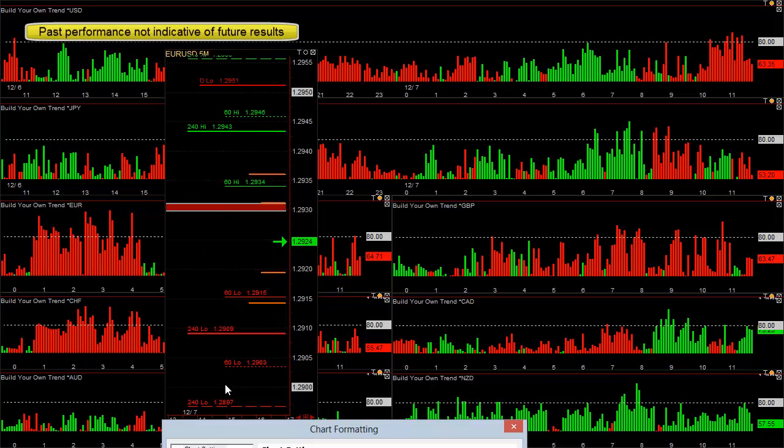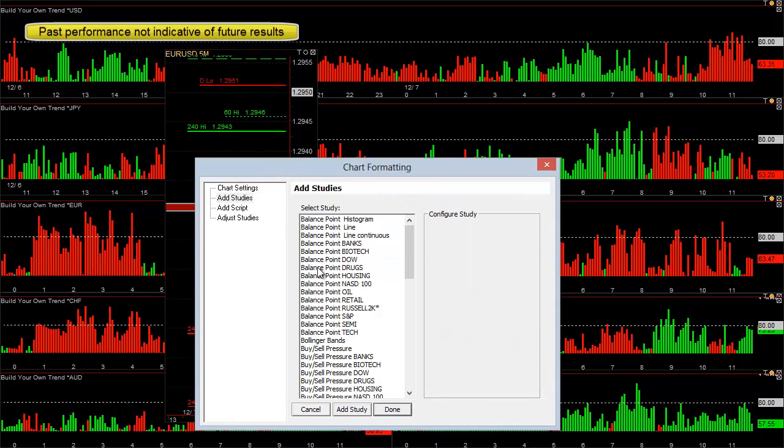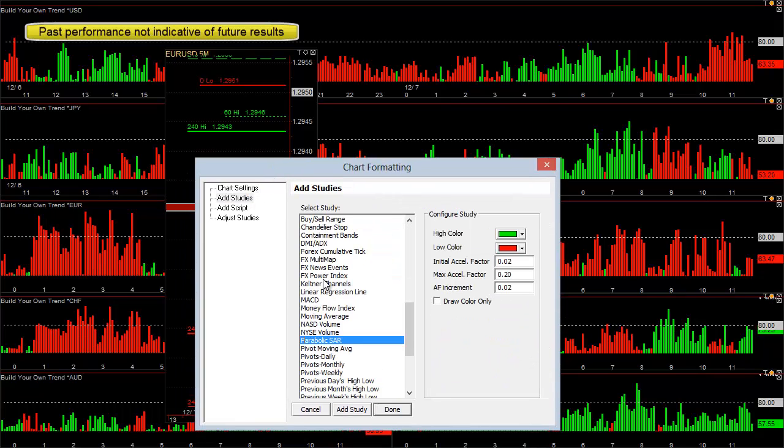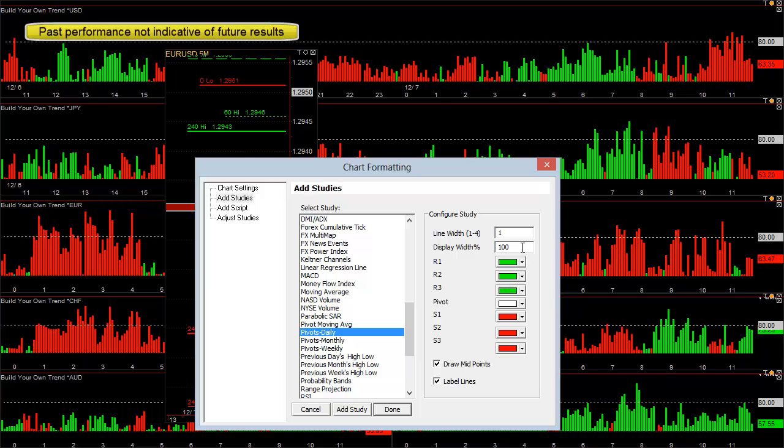And you can also add, if you prefer, pivot areas, daily, weekly, and monthly pivots. I did not include these in the sample chart. I'm going to let people decide whether to use them or not. I would not label the prices.